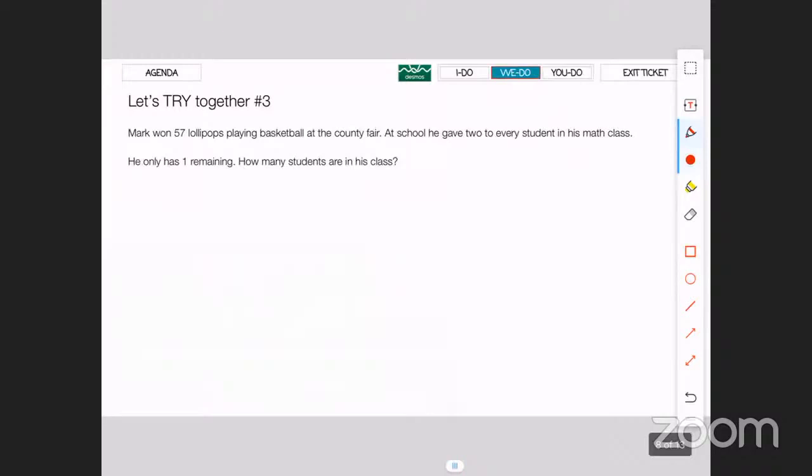In the next example, Mark won 57 lollipops playing basketball at the country fair. So that means in total he won 57. At school, he gave 2 to every student in math class. But there is one unknown thing, the number of students. Let's say S is the number of students.